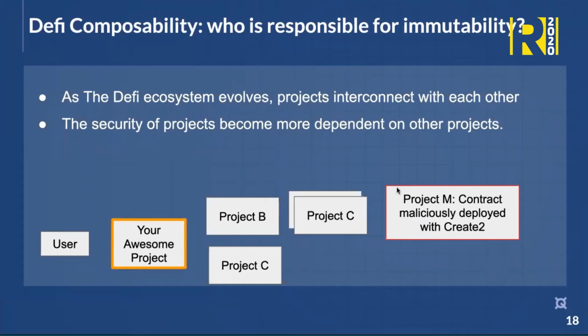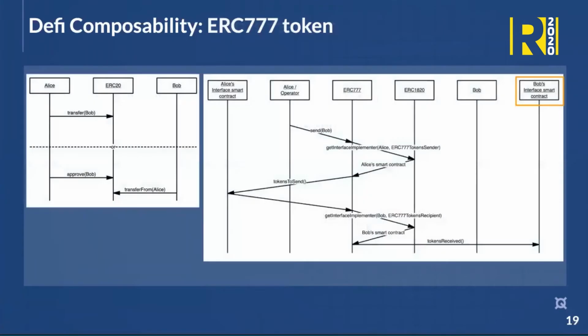Like if there is a malicious contract here that is deployed with creatR, and it has some malicious intention, all you're doing is integrating project B and C, and then maybe these integrate with each other, and project C maybe uses project M, right? So then your awesome project is actually affected by this. So this is pretty hard for the developers. Yeah, so that's one thing that we see why this is an issue.